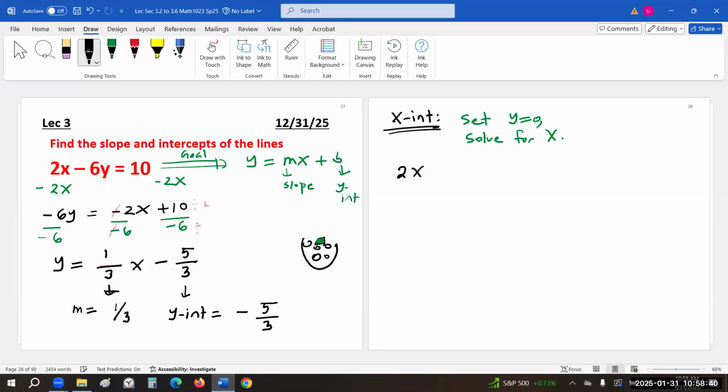So we have 2x minus 6y equals 10. When we set y to be 0, it means the entire y term becomes 0, or gets erased from our equation. So we have 2x equals 10, and then to get the x, divide by 2. So how much is our x? 5.